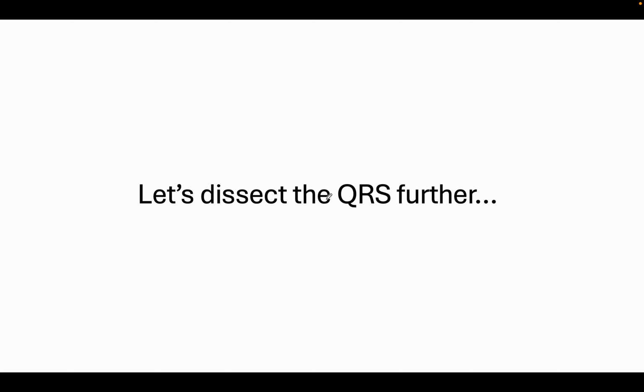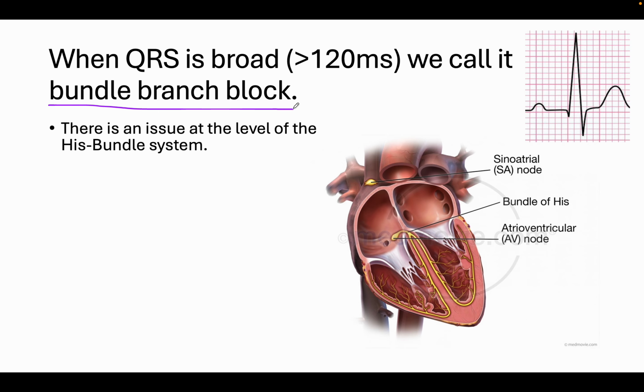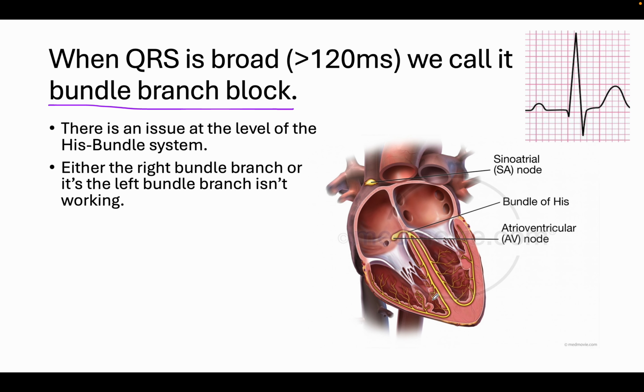So let's dissect the QRS further. We mentioned earlier, when a QRS is broad, we classify broadness as anything greater than 120 milliseconds, which is greater than 3 small boxes. And we call that finding a bundle branch block. So what is a bundle branch block? It's an issue at the level of the His-Purkinje system. So somewhere here, the conduction system's gone a bit dodgy.